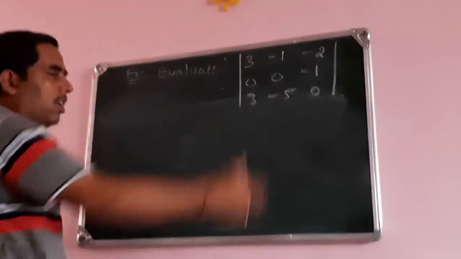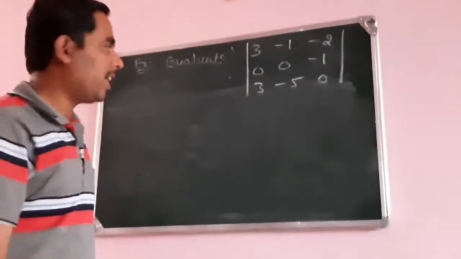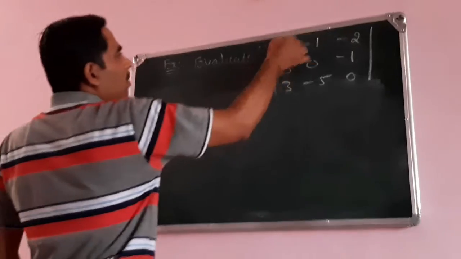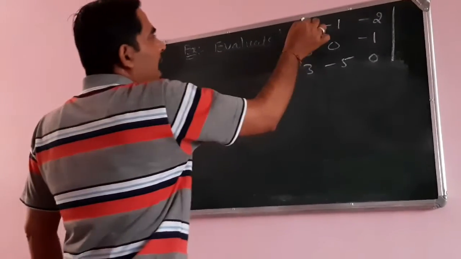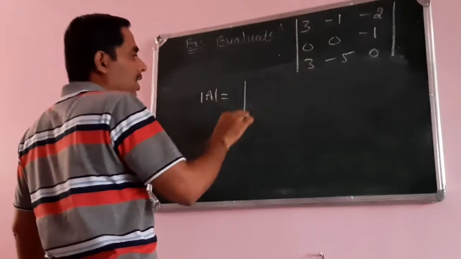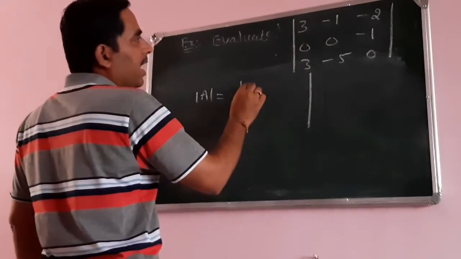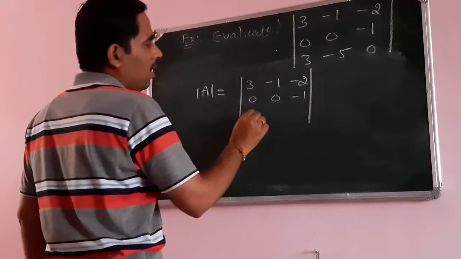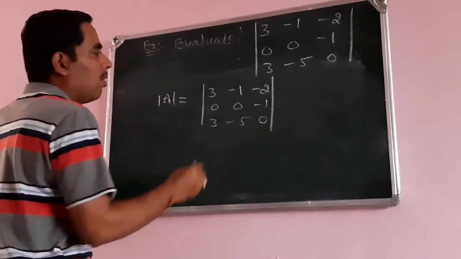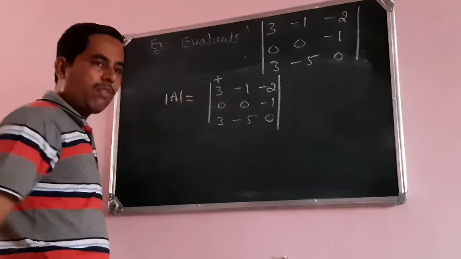Let us expand this 3 cross 3 determinant. If I call that A, I will consider this. I will write it again here: 3, minus 1, minus 2; 0, 0, minus 1; then 3, minus 5, 0. Let us expand this along the first row again.